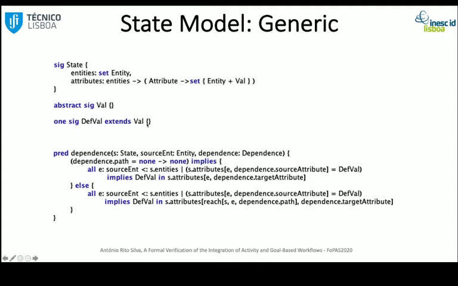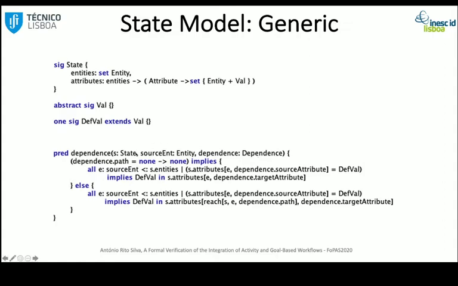And we define a particular example of value, which is the defined value. So we are not considering specific values, because it's not relevant for what we are doing. What is relevant here is just to say whether the value is defined or not. And then we define in the state model a set of predicates. I'm only representing here one of them, which is the dependence, that verifies if in a particular state a particular dependence holds. Okay, so it will be true if it holds.